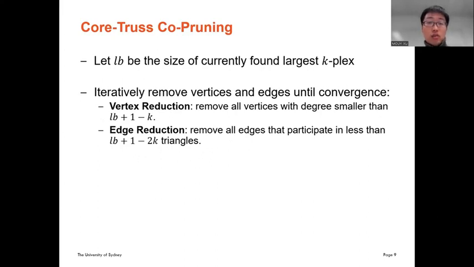The first reduction rule is the vertex reduction, which will remove all vertices with degree smaller than LB plus 1 minus K. And the second rule is the edge reduction, which will remove all edges that participate in less than LB plus 1 minus 2K triangles. LB is the lower bound, which is the size of the currently found largest K-plex. We iteratively remove vertices and edges based on the 2 reduction rules until convergence.